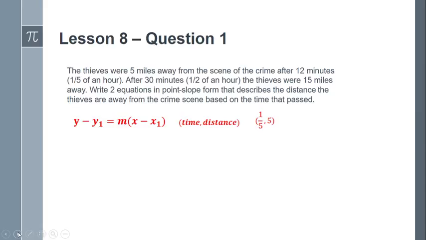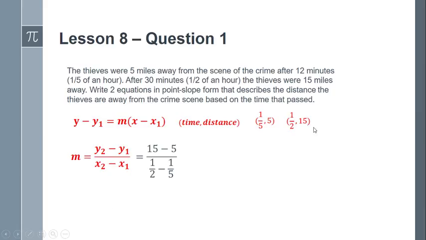So one of our points is right here, 1/5 of an hour. The thieves are 5 miles away. So we have the coordinate 1/5 and 5. The next point that we're given is that after a half hour, the thieves are 15 miles away. So that's 1/2, 15 as an ordered pair. The reason why we needed to list out those ordered pairs is so that we can use the slope formula to find the slope of this line.